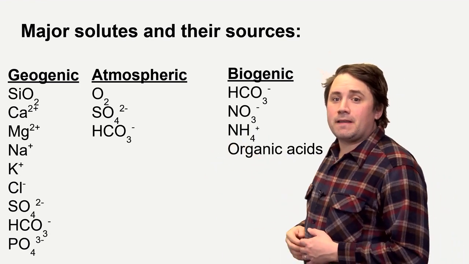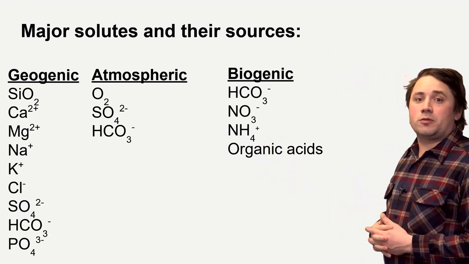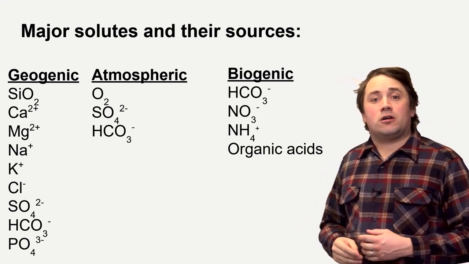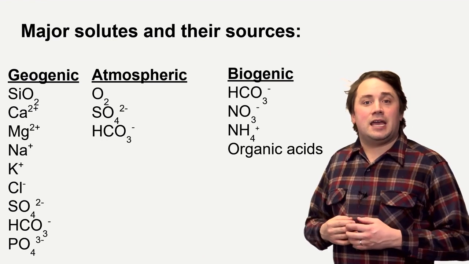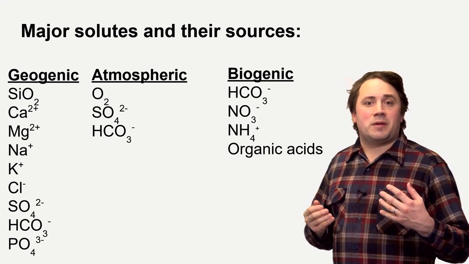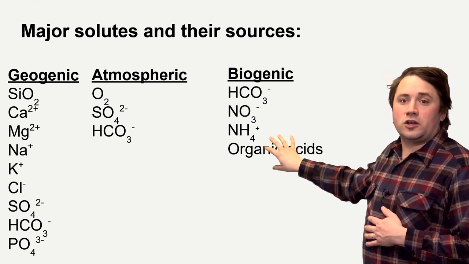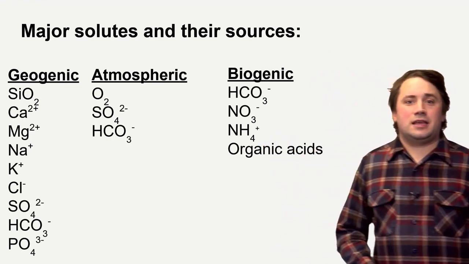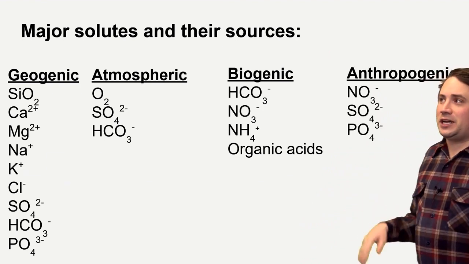Ammonium and nitrate are both forms of bioavailable nitrogen that organisms can access and that they produce to put into surface waters. And finally, the last thing I have on the list is organic acids, which are super important for the acidity of surface waters. These are compounds that arise from dead and decaying plant and animal matter that are converted into these soluble organic acids.